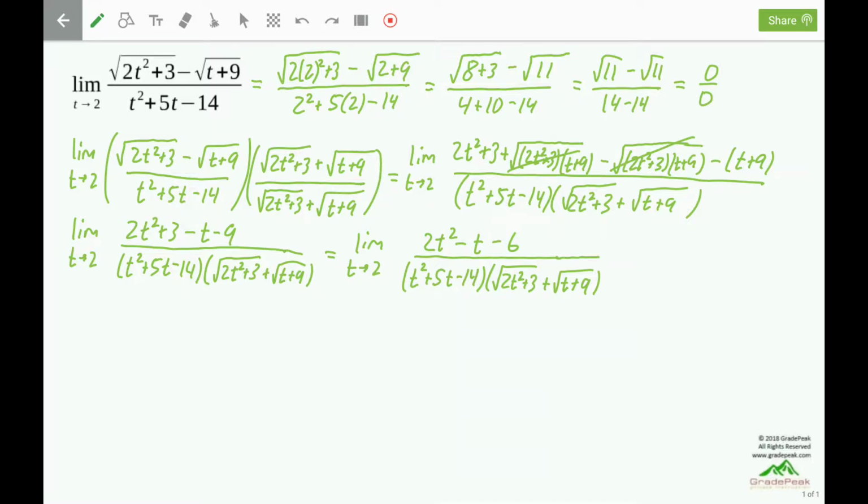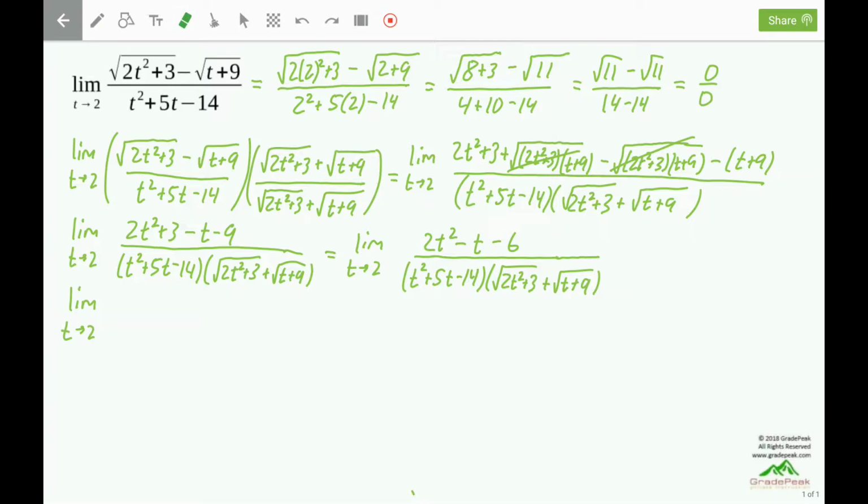We have power functions, so we'll be able to factor and cancel. We have a 0 over 0 happening here still because of that in the numerator and because of that in the denominator, and both of those can trinomial factor. So that's going to be our next step, is to trinomial factor each of those. So limit as t goes to 2 of.